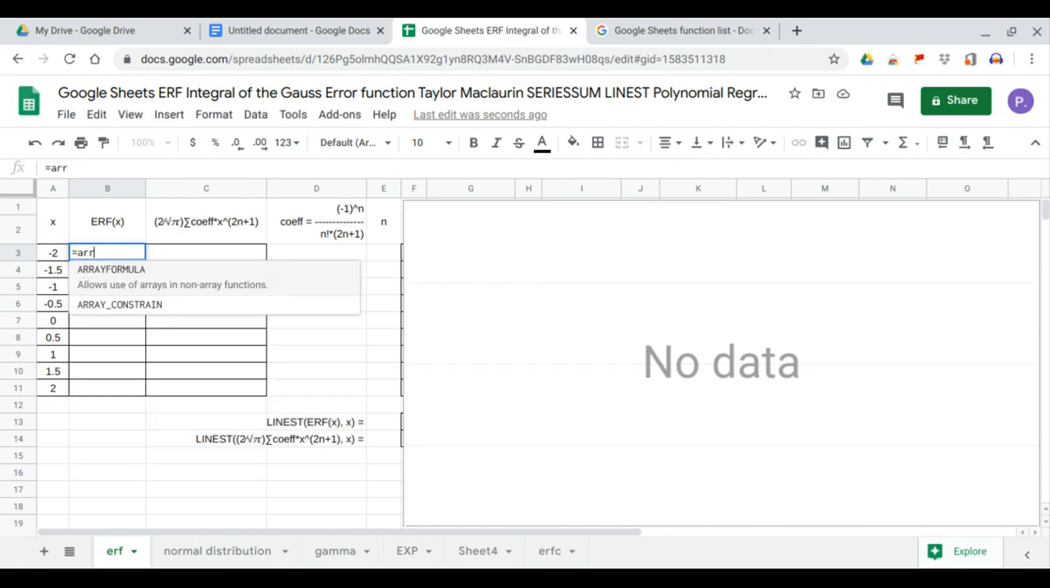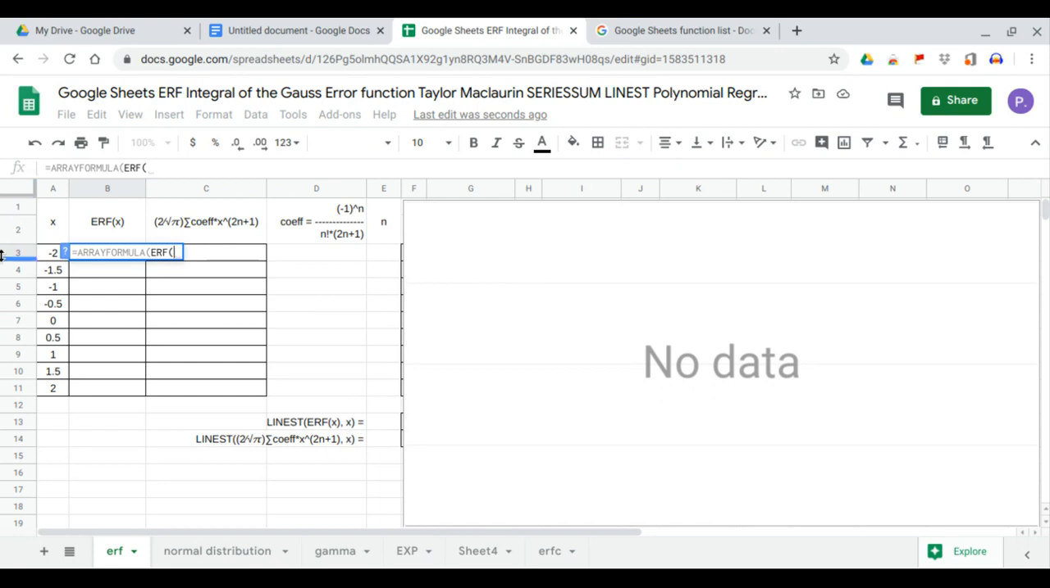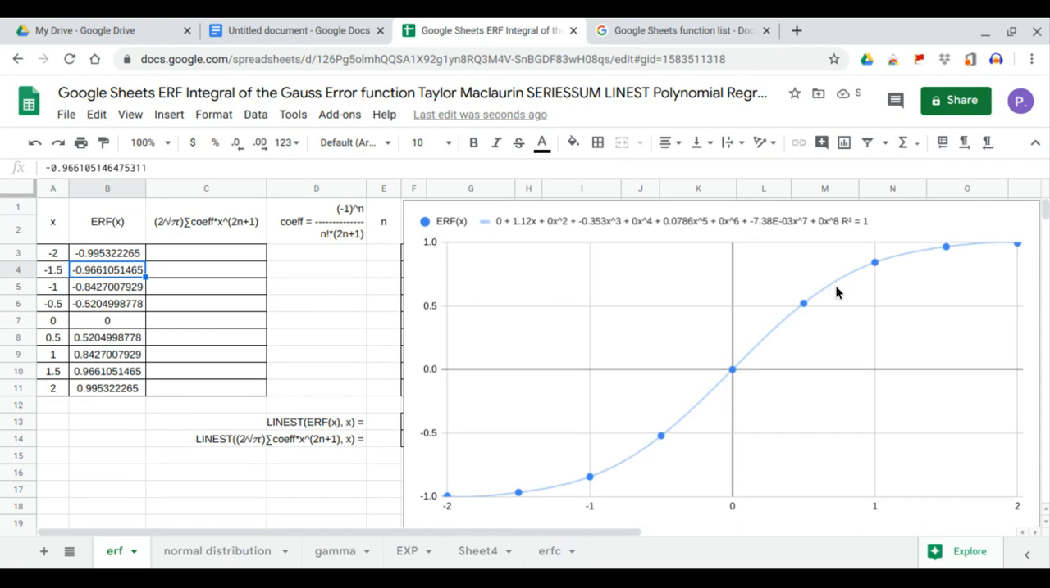So array formula, the error function, Gauss error function of the x values. And we have the trend line, which is regressed to the 8th degree. So we have b0, the regression coefficient, which is 0, b1, b2, b3, b4, b5, b6, b7, and b8. We'll calculate this using LINEST.